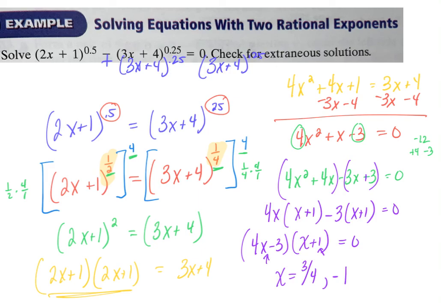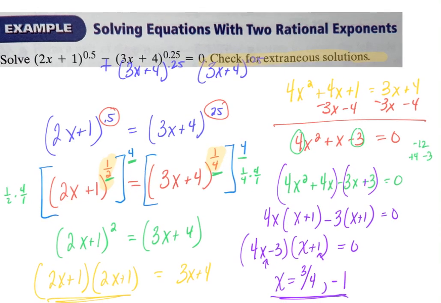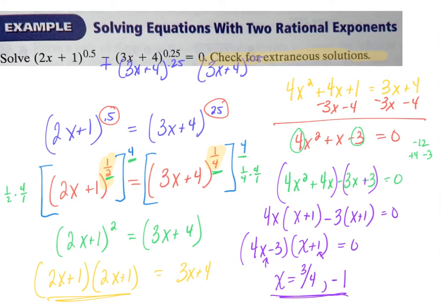All right, negative 1. Now, this is what I have. What do I need to do with those? I need to check for extraneous solutions. It actually told you right here in the instructions. So when you check for extraneous solutions, you need to take your original problem and plug it in. I'm going to do it on the next page for the sake of space.